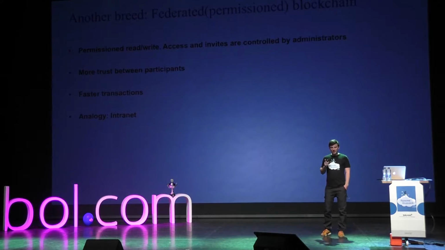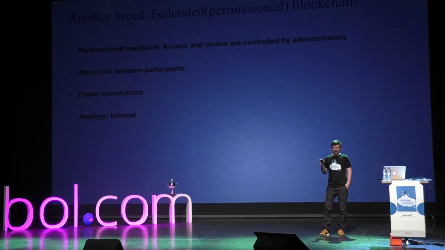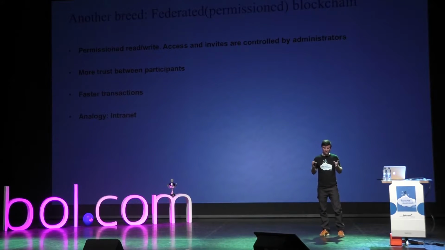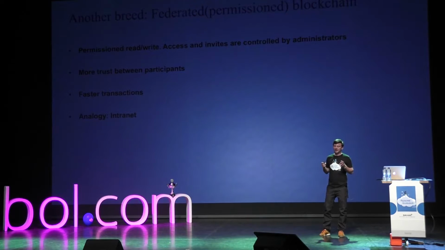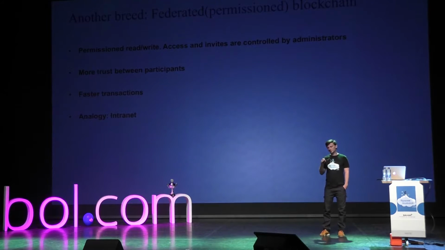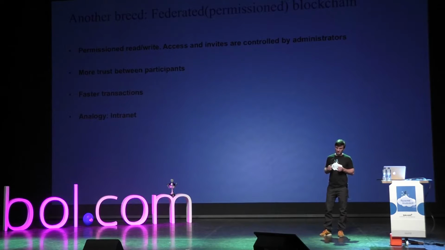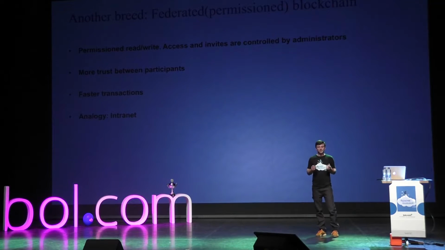But there is another breed or type of blockchains which are called federated or permissioned. They have admins, and are not totally unmanned. There are some admins which give you rights, permissions. They see what you can do and what you cannot do. There is more trust between participants, and usually there are fewer participants. They have faster transactions, and the analogy is an intranet.